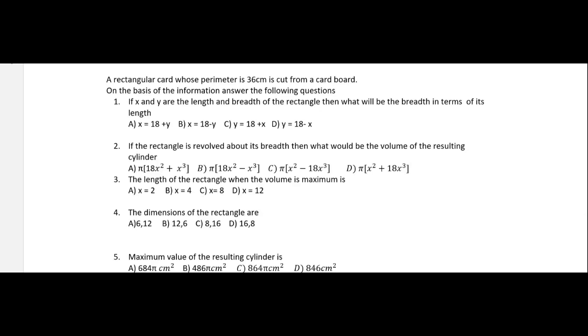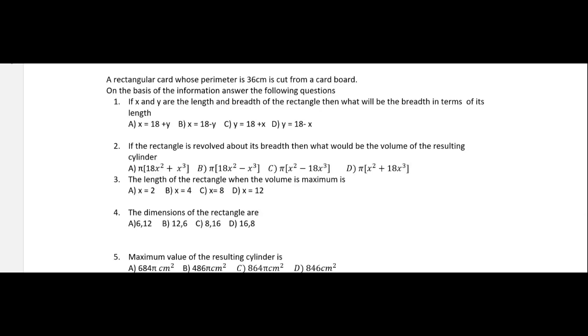This is another problem related to case study type of problems. This is related to applications of derivatives. A rectangular card whose perimeter is 36 centimeters is cut from a cardboard. On the basis of the information given, answer the following questions.